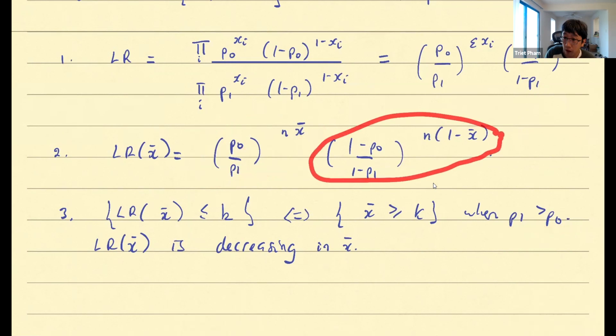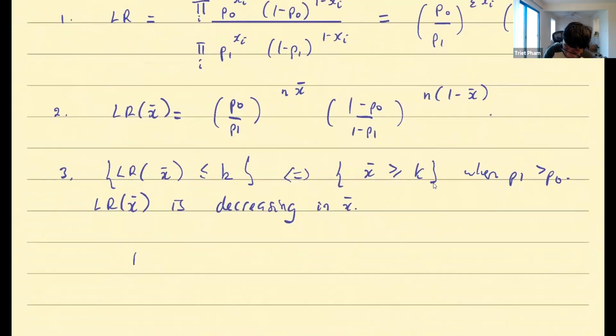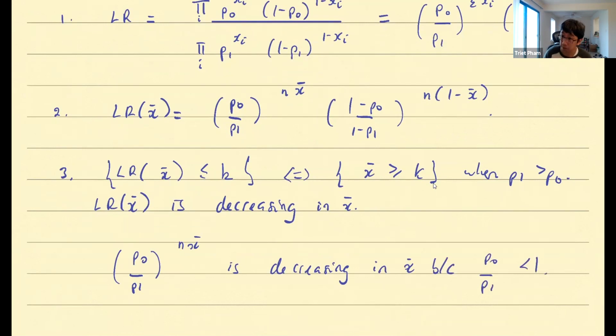This. But here is where the focus is important. Can you simplify this to something simpler? There's something that is not relevant. What is it? Exactly. Now you know what you're looking for, but do you see it? The n would not be relevant. So the relevant part is decreasing in X bar because P0 over P1 is less than 1.